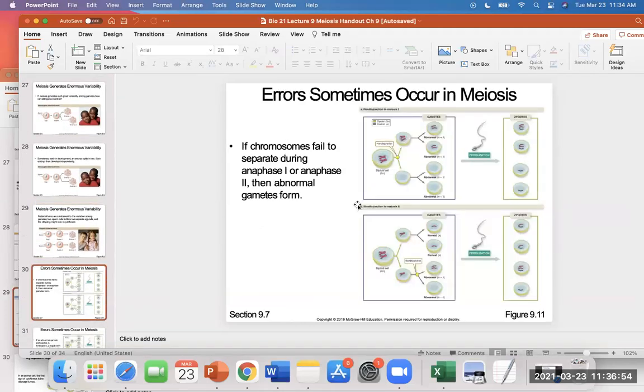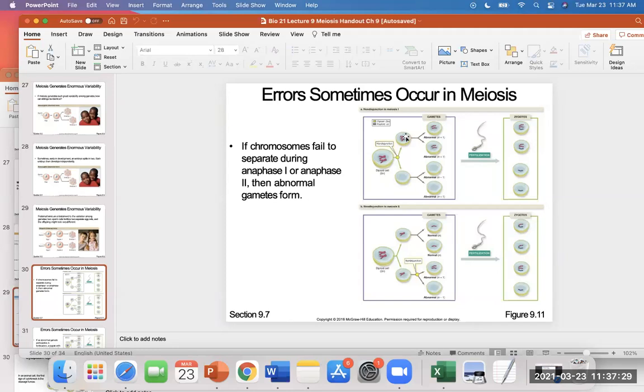Then there is something that's called non-disjunction. We just went over meiosis. Sometimes when it's going through meiosis, it doesn't happen properly, which means the chromosomes don't divide equally. This picture is showing meiosis 1. Something happened in meiosis 1. What is the phase where the chromosomes separate in meiosis 1? What is the name of that phase? Where the chromosomes separate or they move away from each other? Is that the telophase? Anaphase. So if it's meiosis 1, it's going to be anaphase 1.